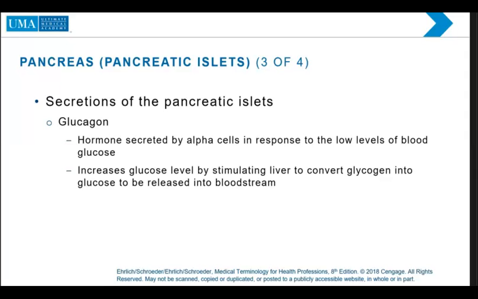Also, you have glucagon, which is a hormone secreted by alpha cells in response to low levels of blood glucose. It also increases glucose level by stimulating the liver to convert glycogen into glucose to be released into the bloodstream.